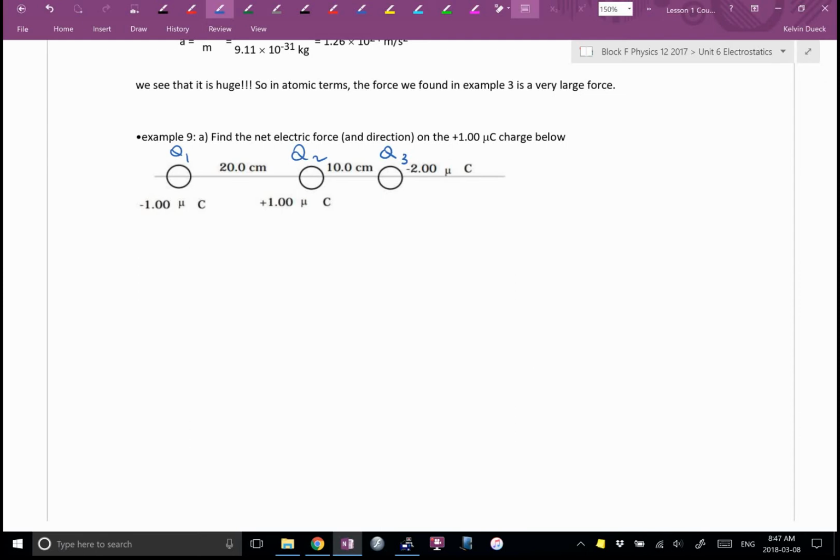Q2. Okay, we have to be able to do that on your own. That I can't help you with. Say it again. Which charge are we being asked to find the net force on? So Q1 is exerting a force on Q2. Q3 is exerting a force on Q2. They're both vectors. We're going to do them one at a time and then add them vectorially. We call this the principle of superposition.